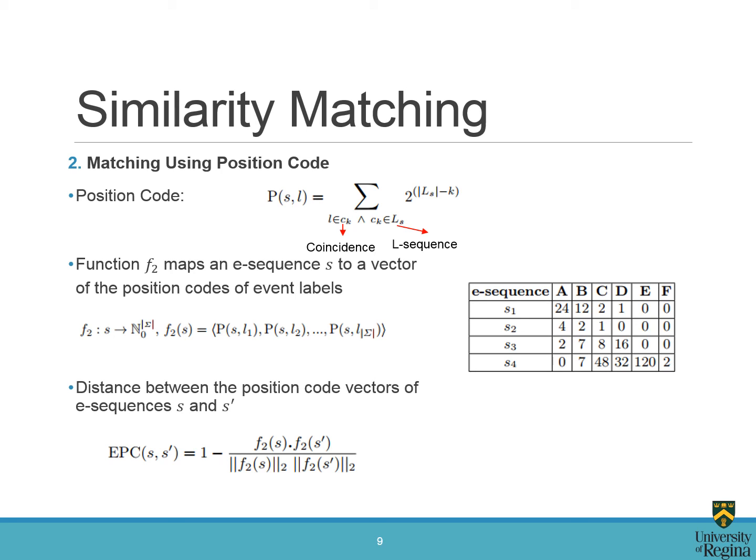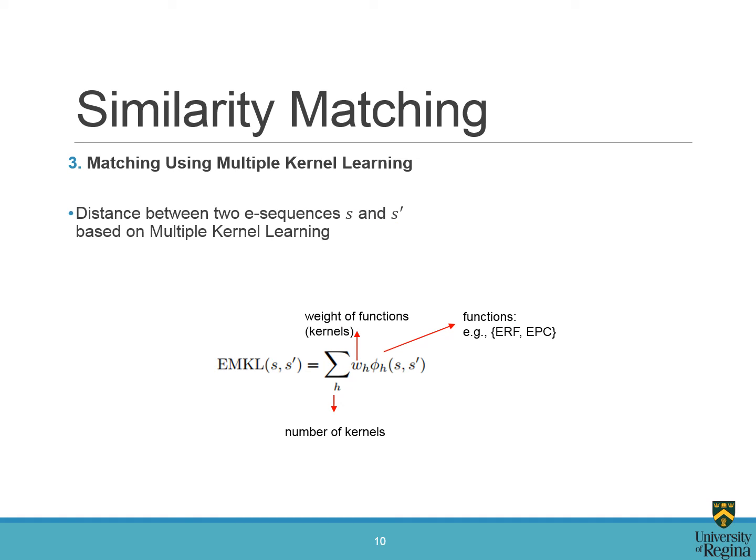And then we define another function f2 that maps the E sequence S to a vector of the position codes of event labels. Similar to the previous method, where we represent each E sequence as a vector, this time we represent each E sequence based on the position codes that they have. Because the magnitude of the code doesn't have any meaning here, we use cosine distance to get the distance between the position code vectors of E sequences S and S prime. We call this distance function the EPC function.